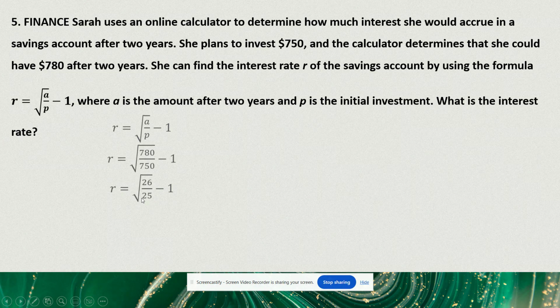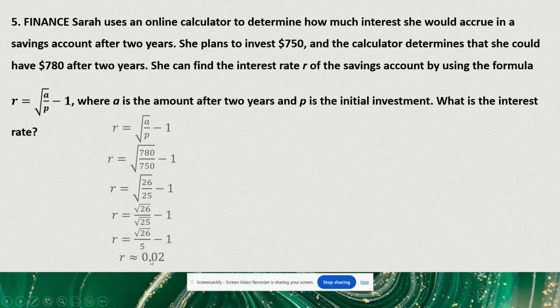Hopefully remember a problem like this earlier where we can actually split these apart into a square root of 26 in the numerator over the square root of 25 in the denominator. Okay, so I would have R is equal to the square root of 26 over the square root of 25 minus 1. Of course, we all know that 5 is a perfect square. So I would have R is equal to the square root of 26 over 5 minus 1. 26 has no perfect square factors that go into it. So that's as simple as that gets too. So all I need to do now is put this in my calculator and see what I get.